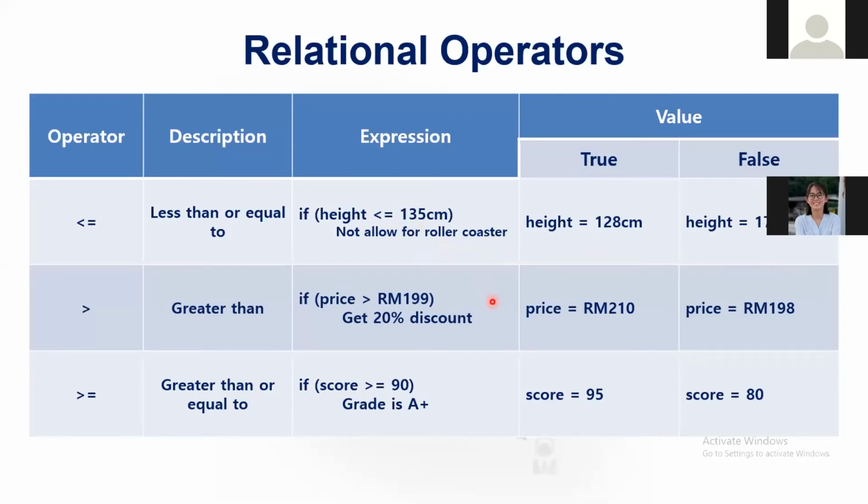So next is greater than. If let's say the price is greater than 199, then you get 20% discount. So let's say you have 198, then it is a false condition, meaning you're not going to get your 20% discount. So next is greater than or equal to. It is a score. If you have greater than or equal to 90, like the example here, 95, then you have A plus. But if you are less than 90, then your grade is not A plus.